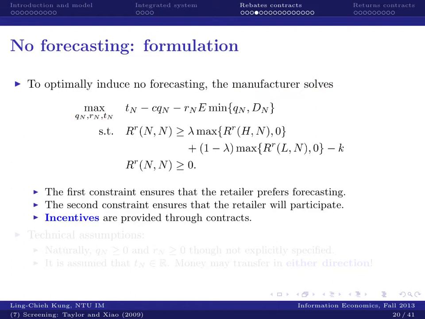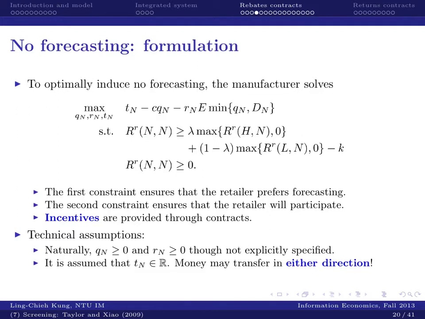So the manufacturer is solving this problem: 3 decision variables, 2 constraints. The first one says that the retailer must prefer no forecasting. The left hand side is the expected profit when the retailer does no forecasting, and the right hand side is the expected profit when the retailer does forecasting. We need the left hand side to be larger. The other one is to ensure that the retailer will participate. And we can see that incentives are given through contracts to induce no forecasting.